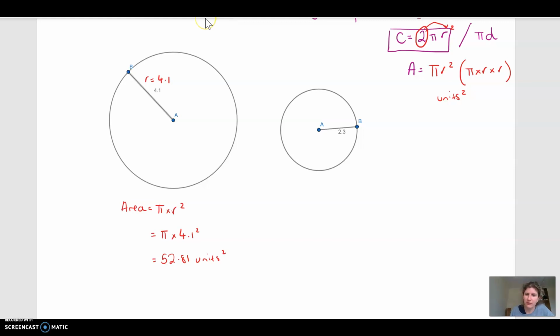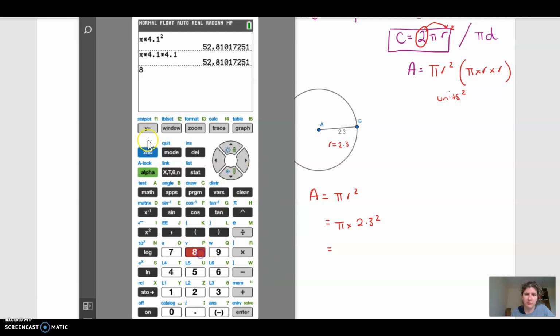Alrighty, let's do the next one. This next one, we've got a radius of 2.3. If you want to, do this one on your own: pause the video, work it out, and then come back and watch the answer if you like. So area equals pi r squared. That's pi times 2.3 squared. And again, I'm going to chuck that in my calculator.